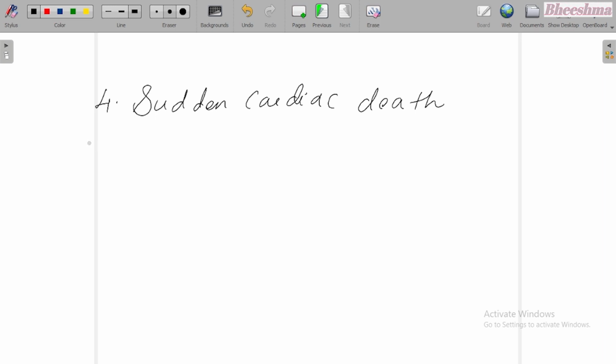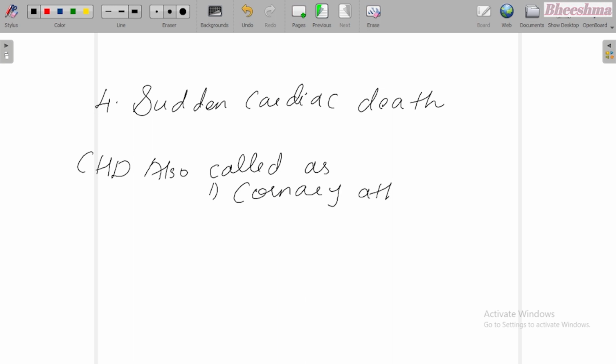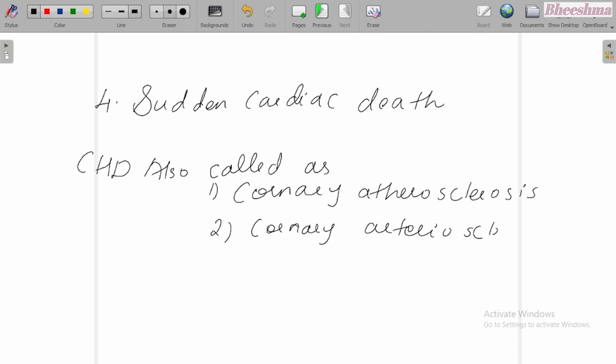Before going to discuss these subtopics, first of all we are going to see about coronary heart disease, which is also called coronary atherosclerosis and the next one coronary arteriosclerosis. The first one, coronary atherosclerosis.